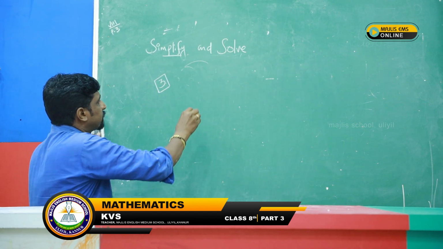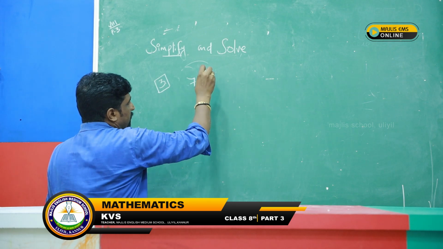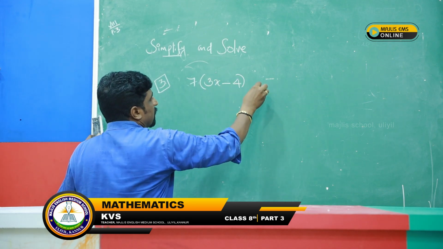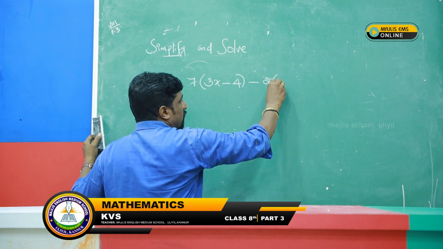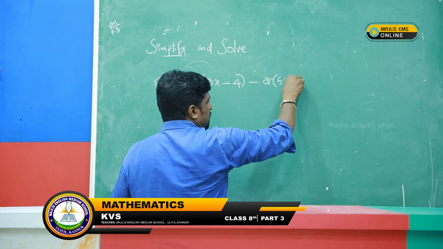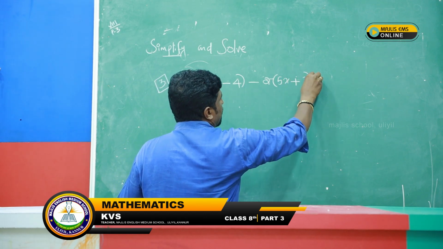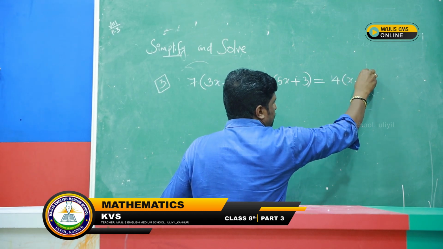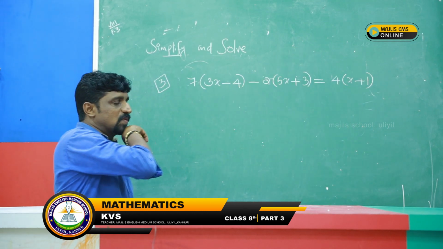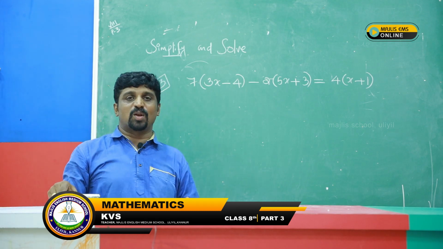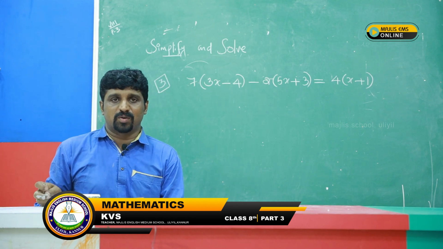Next question: 7 into 3x minus 4 minus 2 into 5x plus 3 equal to 4 into x plus 1. Suppose the question is like this. We need to find out the value of x.